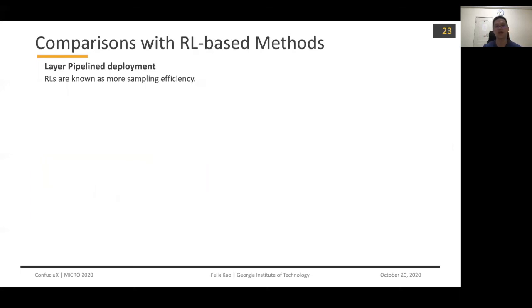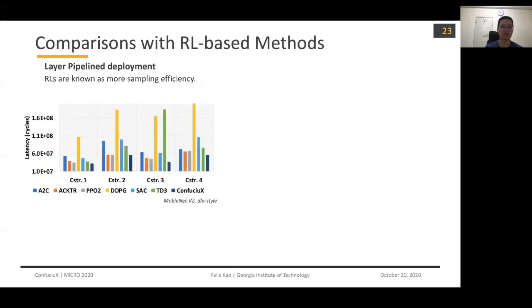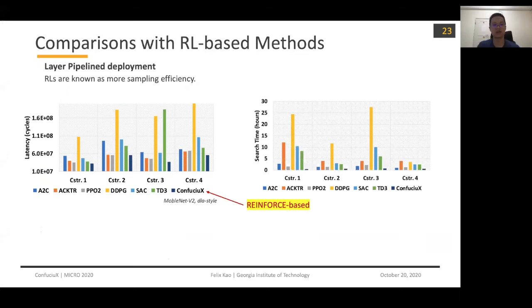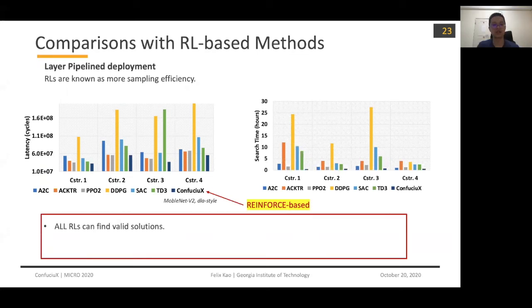Then we compare with RL-based methods. So we compare with 6 of them, and to be precise, ConfuciuX is reinforcement learning based. And we also show their search time. First of all, reinforcement learning can find valid solutions. And ConfuciuX takes about 30 minutes to run, and it is 4.7 to 24 times faster. ConfuciuX finds similar or better solutions with less search time.